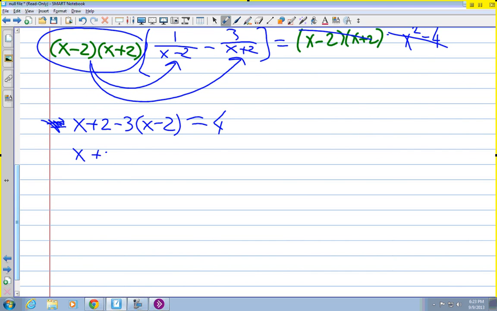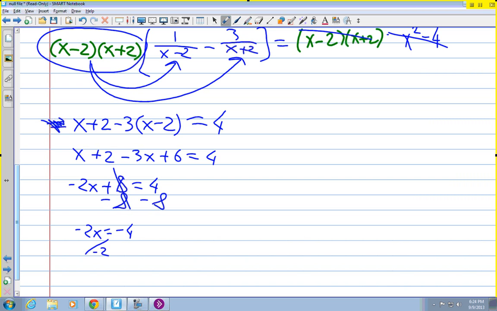So x plus 2 minus 3x plus 6 equals 4, right? Combine like terms: negative 2x plus 8 equals 4. Subtract 8. Negative 2x equals negative 4. So what is x? x equals 2. Divide both sides by negative 2, and we get x equals 2. Right? Everyone's happy?